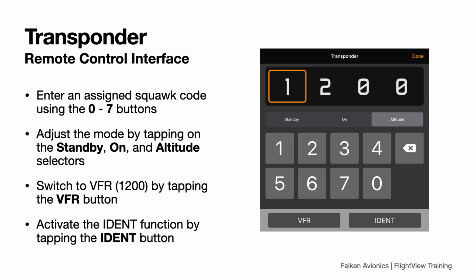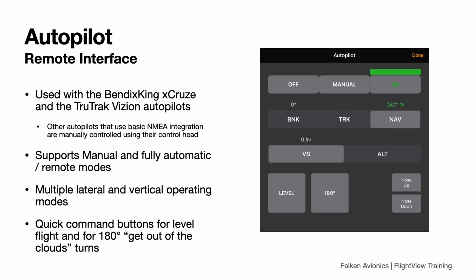Enter the squawk code using the keypad or the flight bar knob. Tap the button for the mode you want to use, and hint, it's almost always altitude. Jump back to VFR mode by tapping the VFR button, and ident by tapping, you guessed it, the ident button. That's all there is to it. Well, there's also the option to ident by tapping the transponder icon in the status bar, but really that's all there is. But I have saved the best for last, the autopilot.